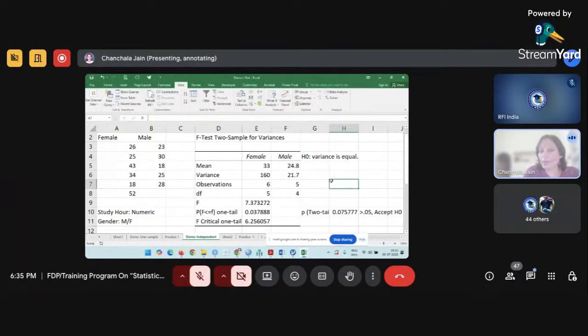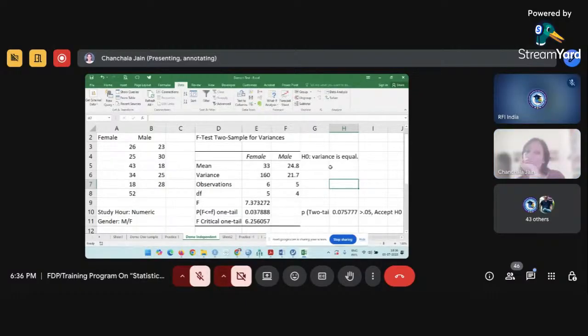So please be careful. This is the P value for the F test. We need to only have the null hypothesis of the F test. The hypothesis is that variance is equal, and we are accepting the null hypothesis. That means we are saying variance is equal, meaning the study hours variance is equal in both the male group and the female group. This is the meaning. Clear?